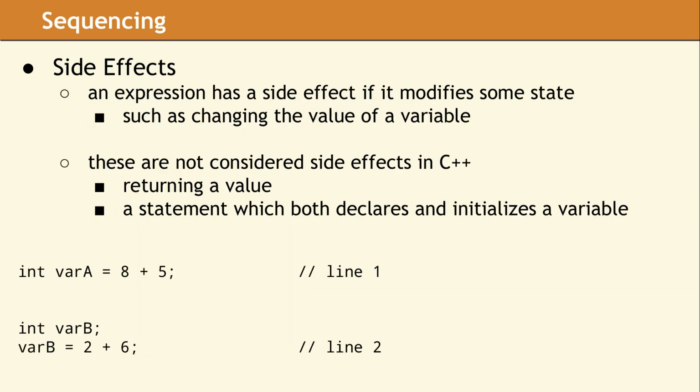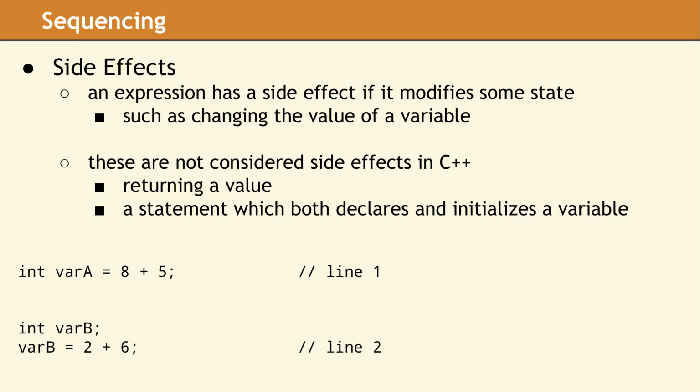Before we can talk about sequencing, we need to first define the term side effect. A side effect is some action an expression takes to modify state. The most common side effect we encounter as programmers is changing the value of an existing variable. Returning a value is not considered to be a side effect.